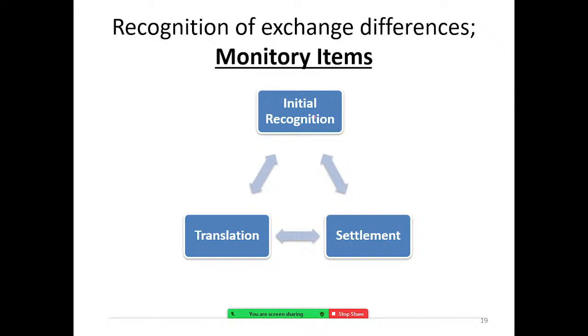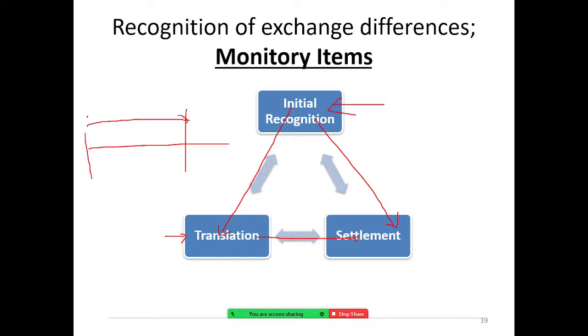First, understand the things. Initial recognition means the transaction has occurred, and this initial recognition will be translated at the year end date, and then this transaction may be settled on this date in the future. It may be after the year end. So there are 3 dates, as I told you earlier.